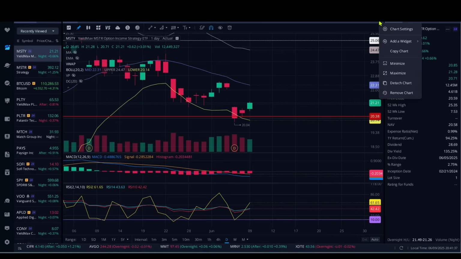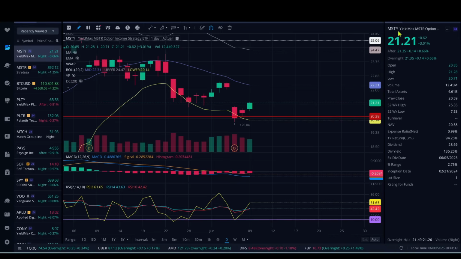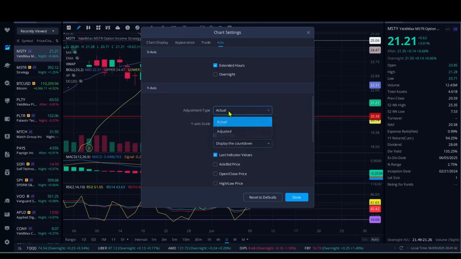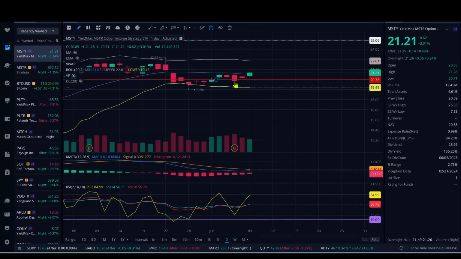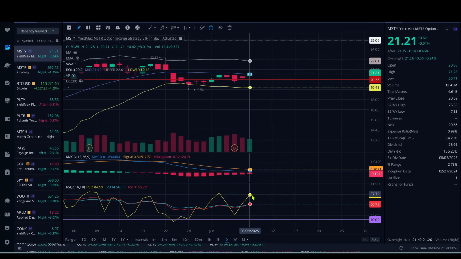And when I'm looking at the indicators, I like to switch my chart and put it on the adjusted. And as you can see here, our candle is now just slightly above that midpoint, and that RSI 2 is sitting at 84. So I am at a wait point for MSTY currently.